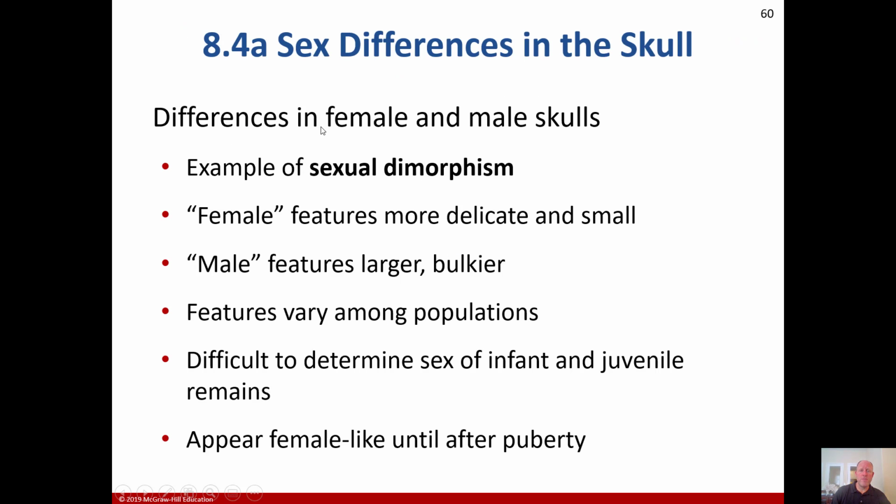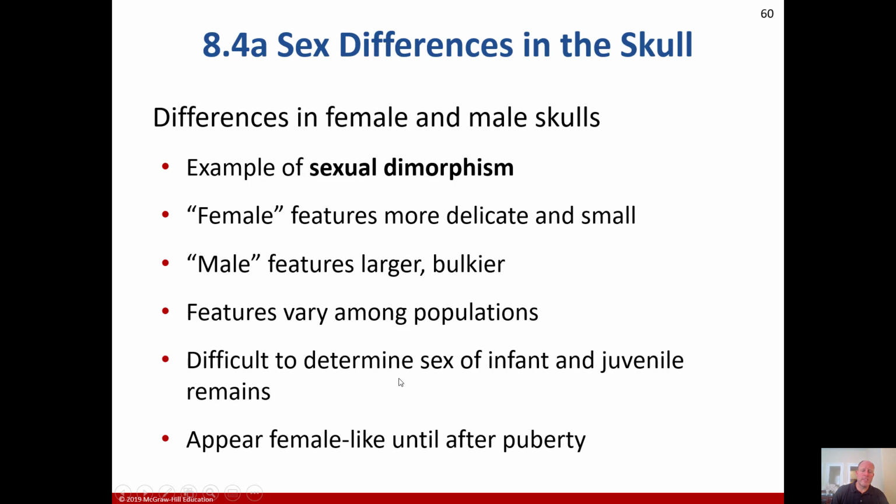So talking about differences in the female and the male skulls, it's an example of sexual dimorphism. The female features are more delicate and small, whereas male features tend to be larger and bulkier. Obviously, a male can have more female-type features, and a female can have more male-like features. These are generalizations, but mostly true. Features do vary among populations.